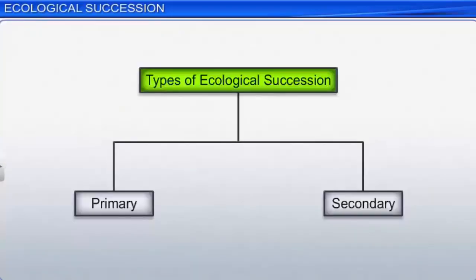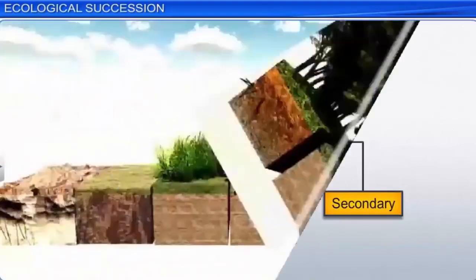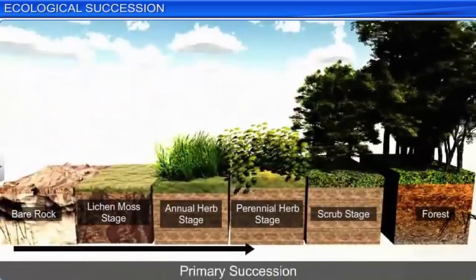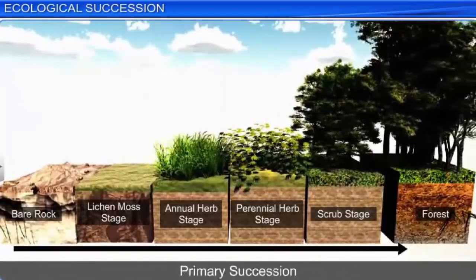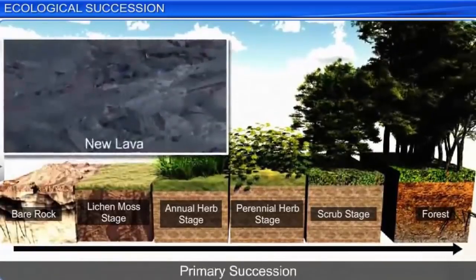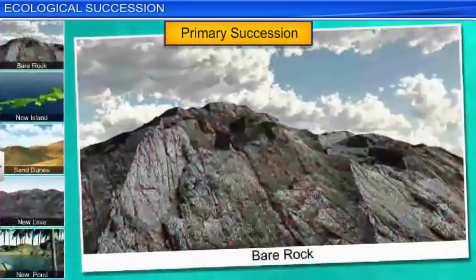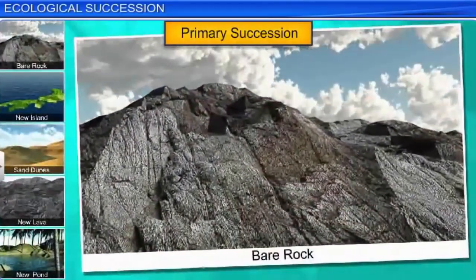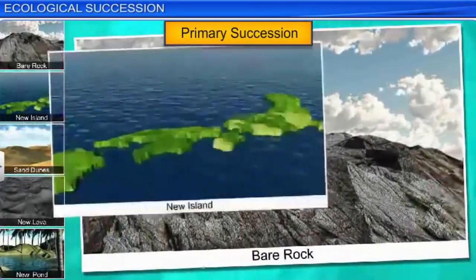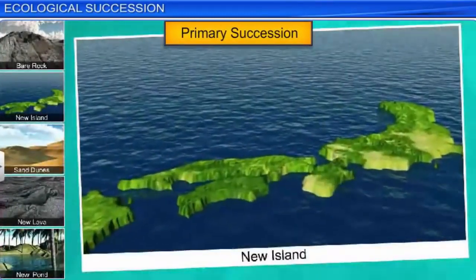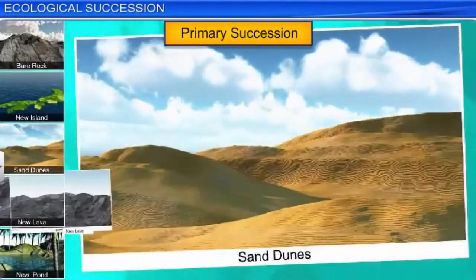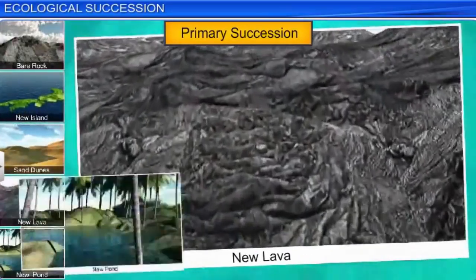Furthermore, ecological succession is of two types: primary and secondary. Primary succession is a type of biotic succession that takes place in areas where no life previously existed. Some such areas include bare rock, new islands exposed out of the sea, sand dunes, and newly created lava or a pond.